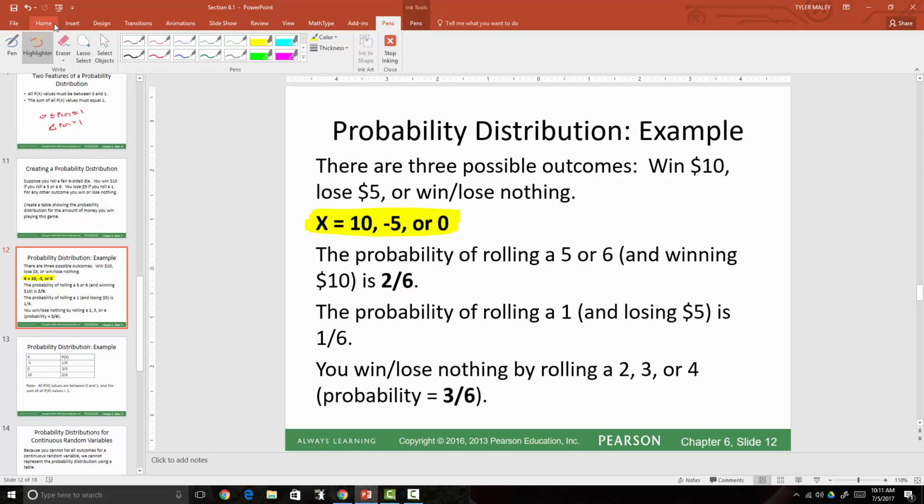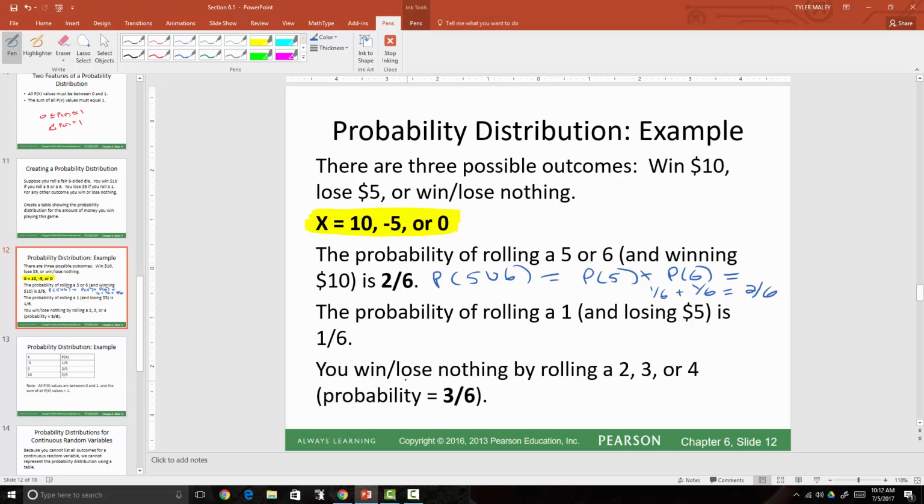So the probability of rolling a 5 or a 6 and winning $10 is 2 out of 6, right? How we got that: the probability of getting a 5 or a 6 is the probability of getting a 5 plus the probability of getting a 6. So this would be 1/6 plus 1/6, we get 2/6, or you could reduce that down to a third. So the probability of rolling a 1 is 1 out of 6, and note that means we're losing 5.